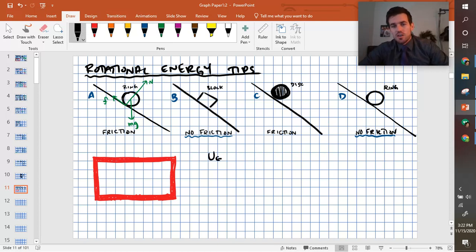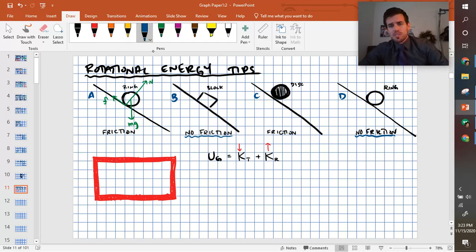Each one of these is starting with gravitational potential energy, but then at the very bottom of the slope, they're going to have some translational kinetic energy and possibly some rotational kinetic energy. Since energy is conserved in this system, we would expect that the energy at the beginning and the energy at the end would be exactly the same. So anything that increases the amount of rotational kinetic energy would decrease the amount of translational kinetic energy.